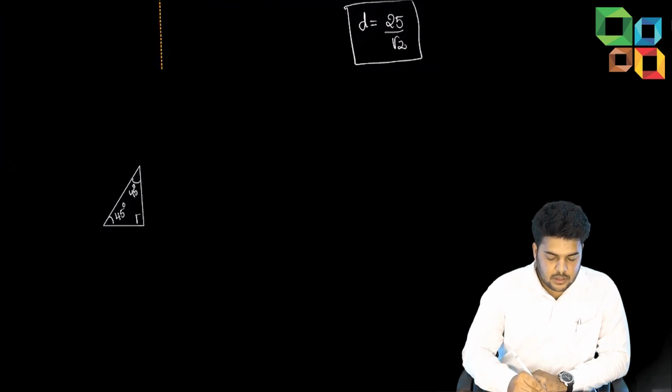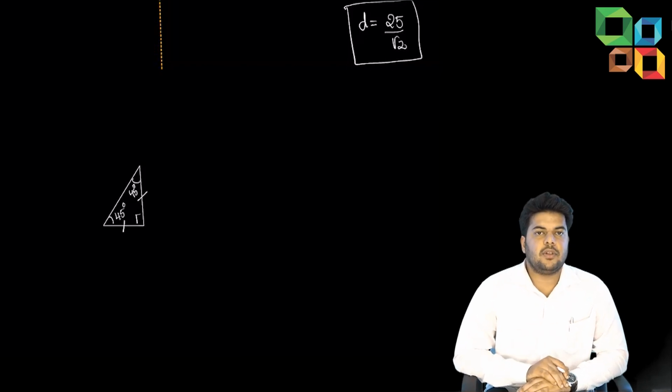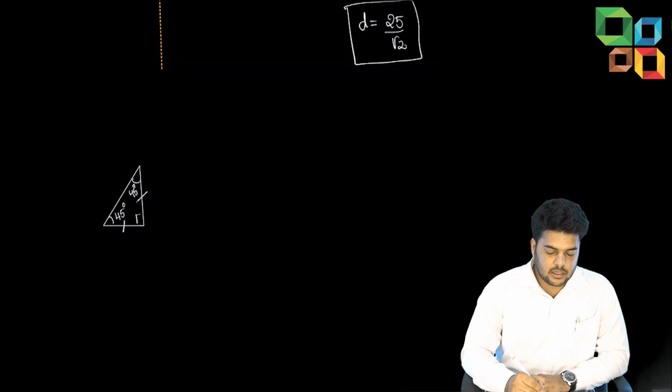There's a nice property, no? That if two angles are equal, the opposite sides to those equal angles will also be equal, isn't it? We call such triangles isosceles triangles. All right, so these two angles are equal.